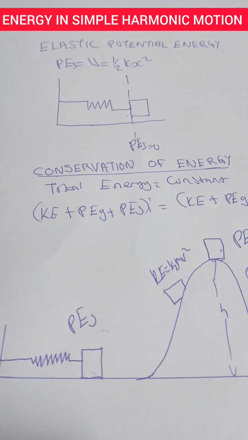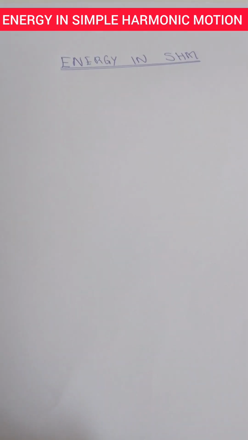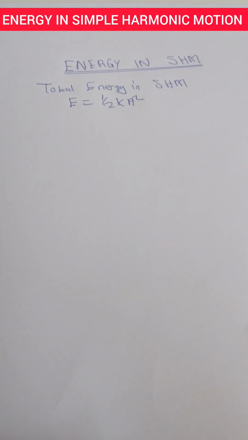Now let's look at energy in simple harmonic motion. In simple harmonic motion, energy keeps changing between kinetic energy and elastic potential energy. So we have what we call the total energy in simple harmonic motion, which is given by this formula: half kA squared.